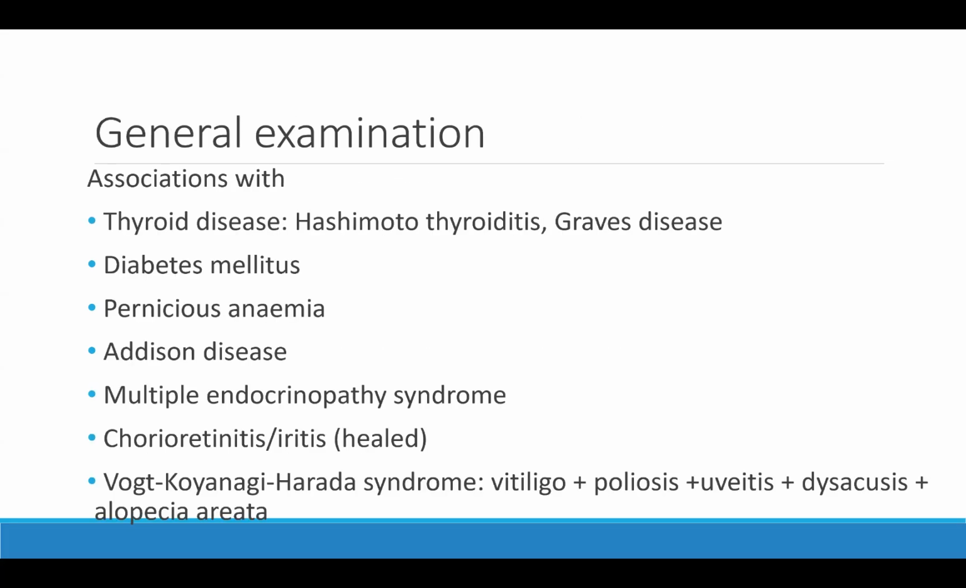In terms of general examinations, think about other organ associations such as thyroid disease, Hashimoto thyroiditis or Graves' disease, diabetes mellitus, pernicious anemia, Addison's disease, multiple endocrinopathy syndrome, chorioretinitis or iritis, as well as the Vogt-Koyanagi-Harada syndrome, in which the patients have vitiligo, plus poliosis, plus uveitis, plus dysacusis, and alopecia areata.